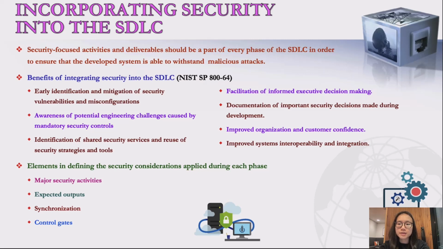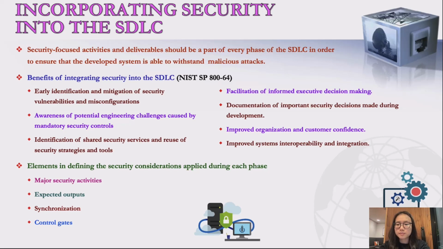The first element here is the major security activities. During each phase, a number of security-related activities are needed to ensure that security is incorporated effectively in the design phase. Another element is expected outputs. A key to success in incorporating security is to define specific deliverables for each activity. And the third element is synchronization.